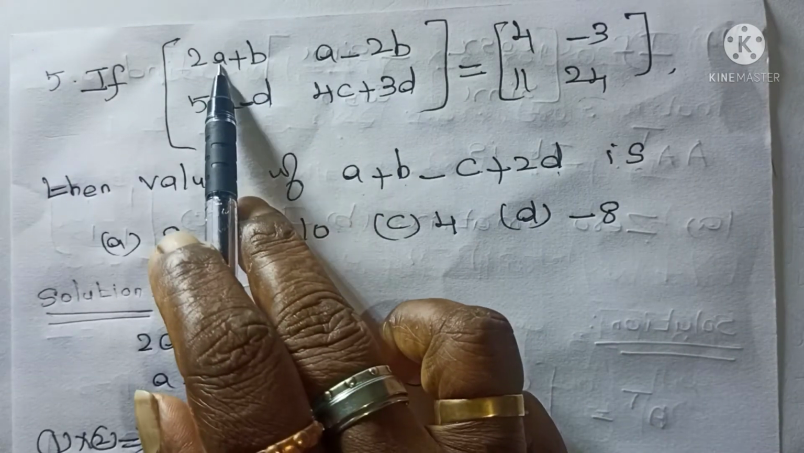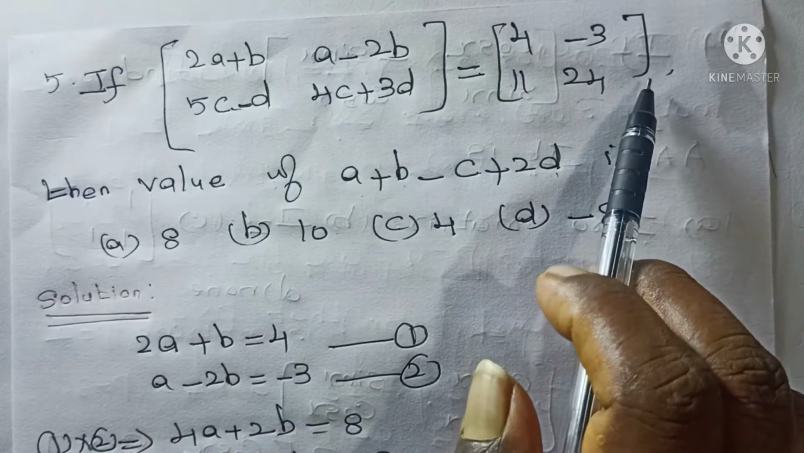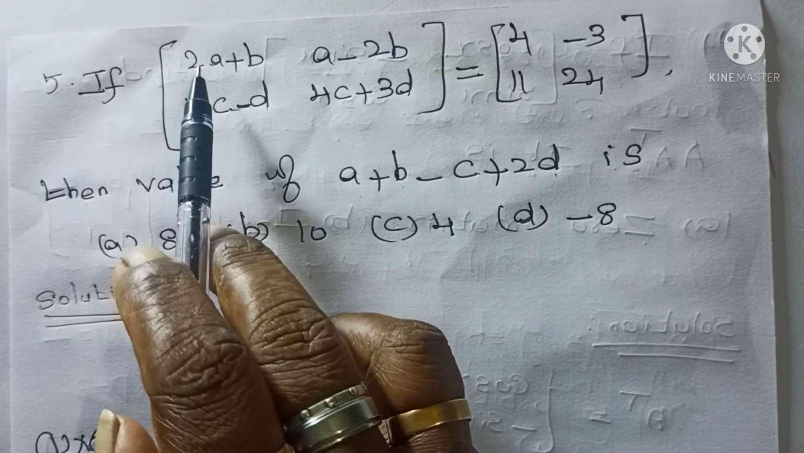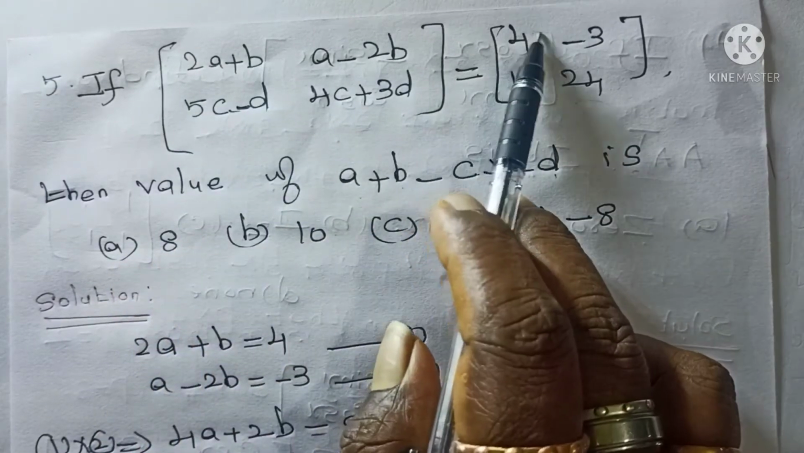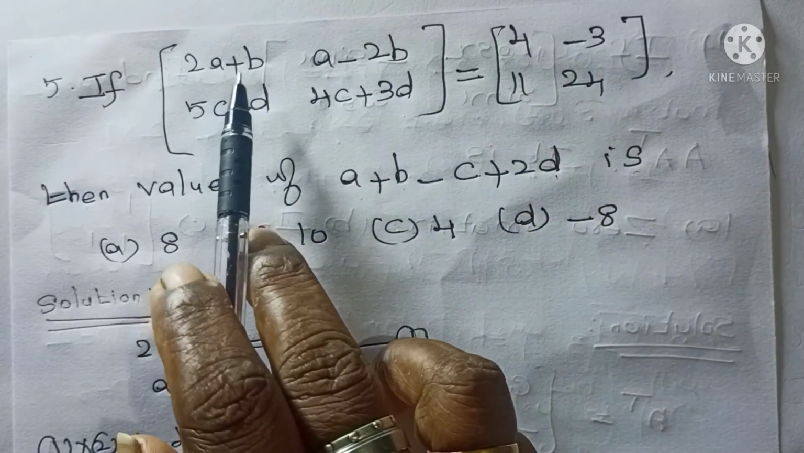Here two equations you can take. Here this is a 2 by 2 matrix. This is also a 2 by 2 matrix. So you can equate corresponding terms. Correct. So first you have to take 2A plus B is equal to 4. Then A minus 2B is equal to minus 3. From that you can find A and B.